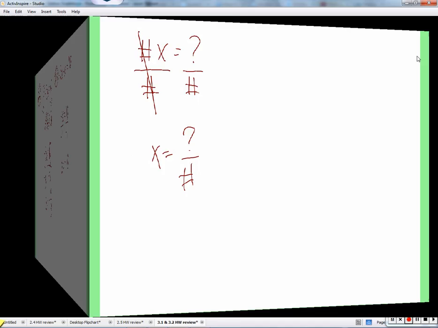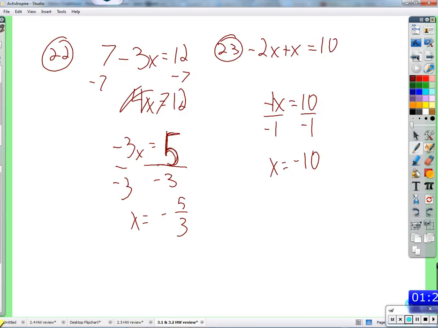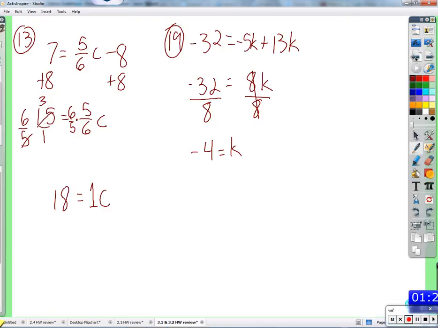Let's look. It happened here. We divided by negative 1. It happened here. We divided by negative 3. It happened here. We divided by 8. And technically, it happened here. We divided by 5/6. Right? Which is the same as multiplying by 6/5.